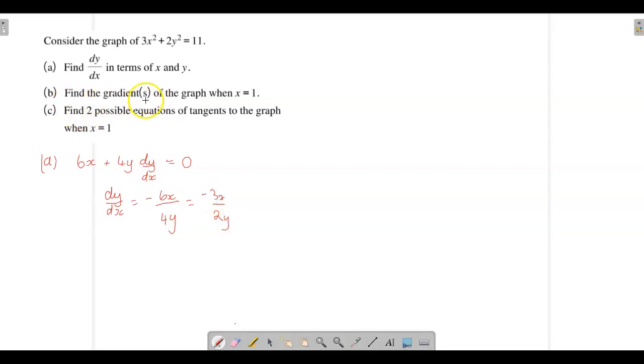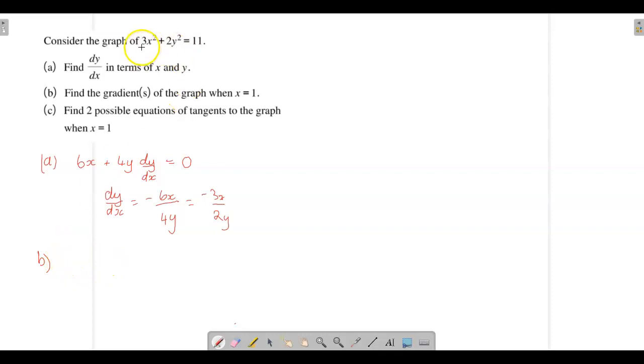Now it says find the gradients of the graph when x equals 1 for the next part. So as dy by dx equals an x and a y, I need an x value, which is 1, but I also need a y value. So I need to go back up to here, and I need to find out what my y value is.